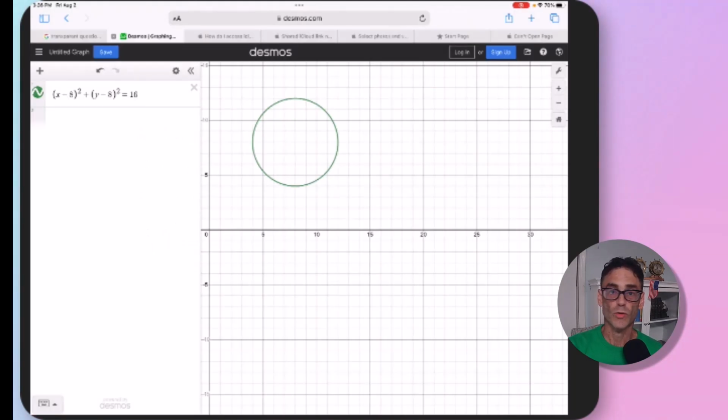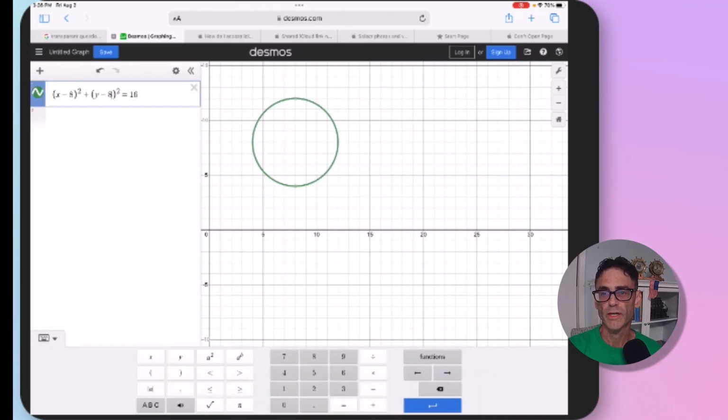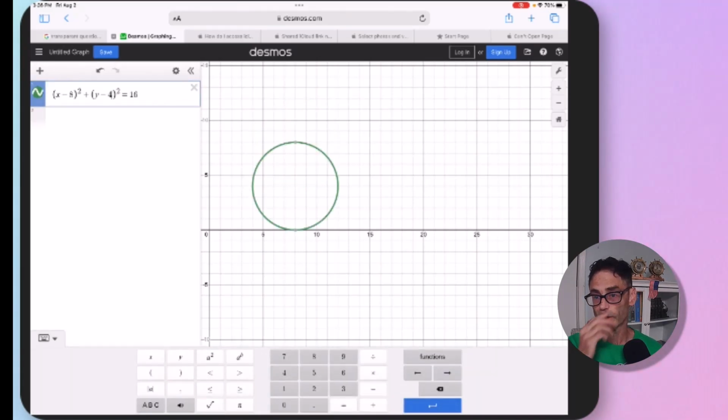The first one here, I've got (x − 8)² + (y − 8)² = 16. Now you graph it, and you notice it does not hit the y-axis. The next equation is a little bit different; I just changed the y to minus 4, same radius. That hits the x-axis, but it does not hit the y-axis. So I know that it's not A and B so far.